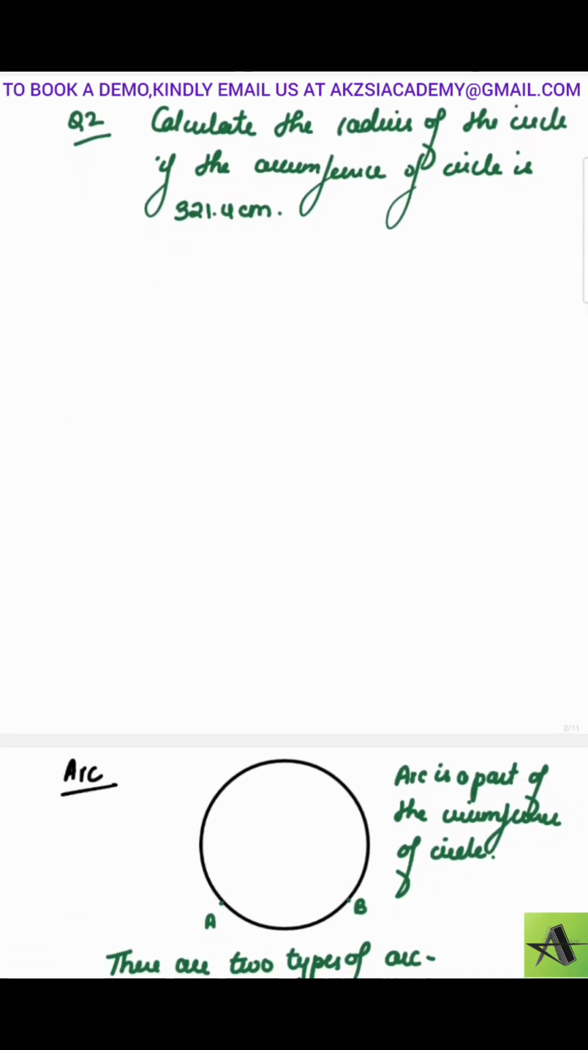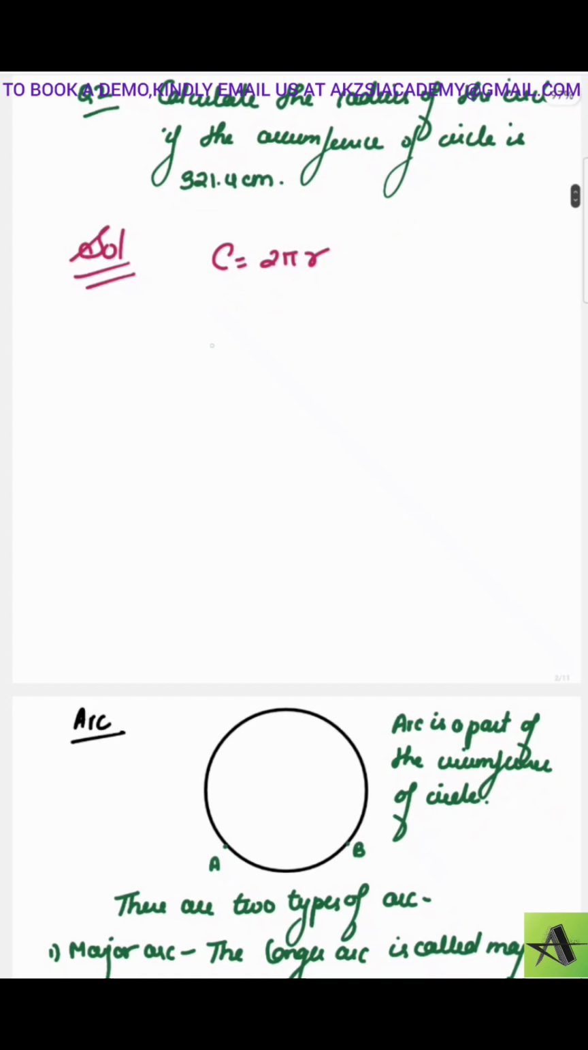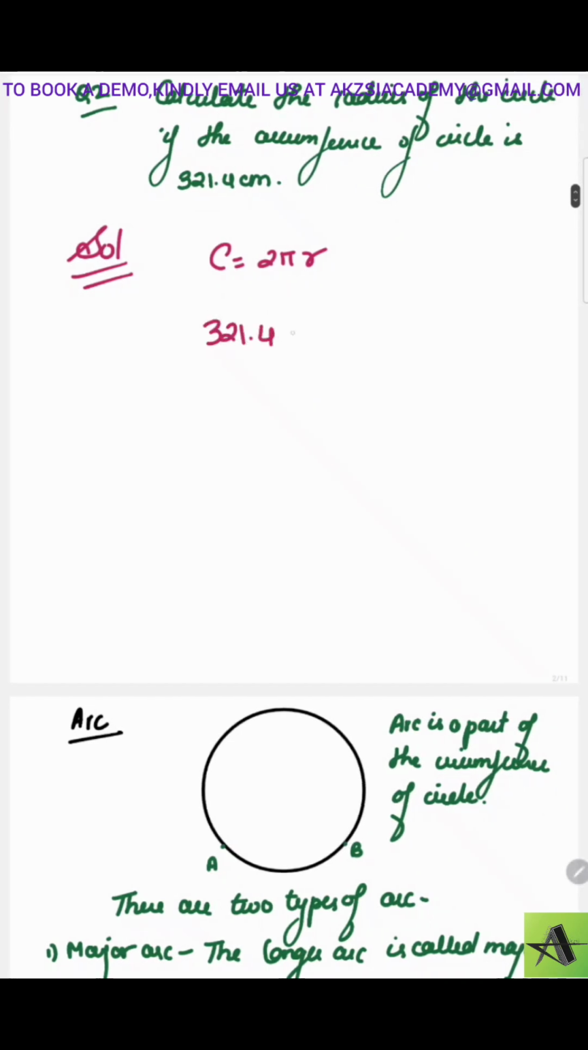It says calculate the radius of the circle if the circumference of the circle is 321.4 centimeters. Okay, now moving on to the next one. Calculate the radius of the circle if the circumference of a circle is 321.4 centimeters. Now, here the circumference is already given and we have to calculate the radius. So we know circumference is 2 pi r. This value is already given as 321.4 equals 2 pi r.